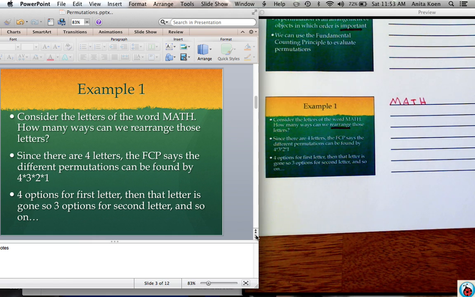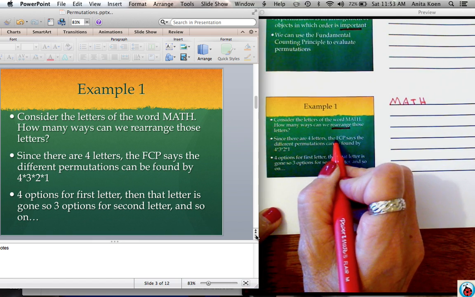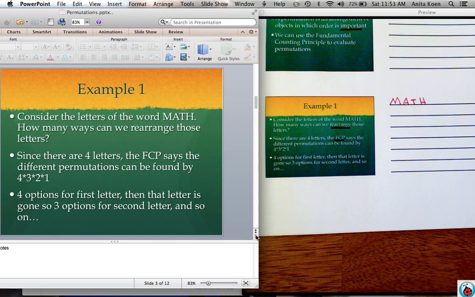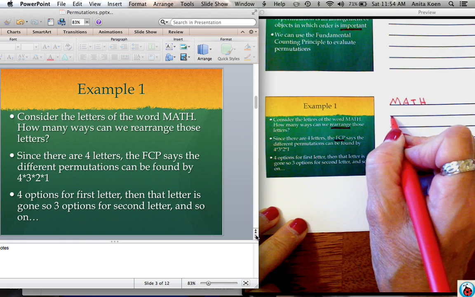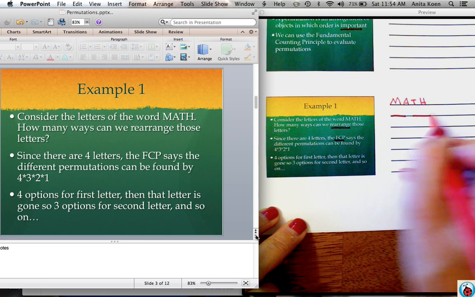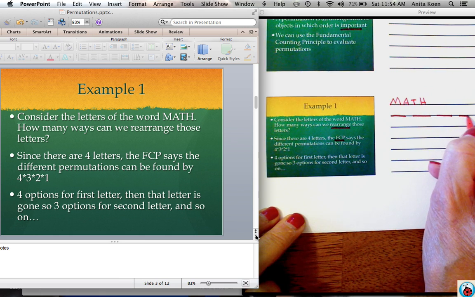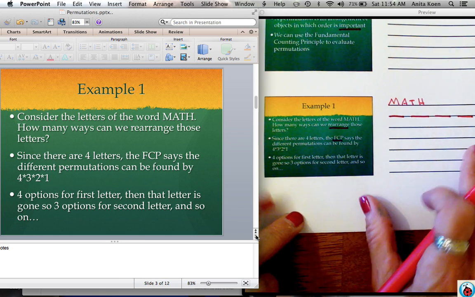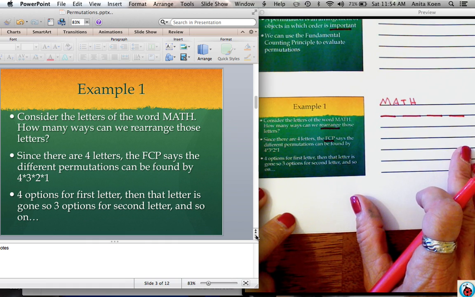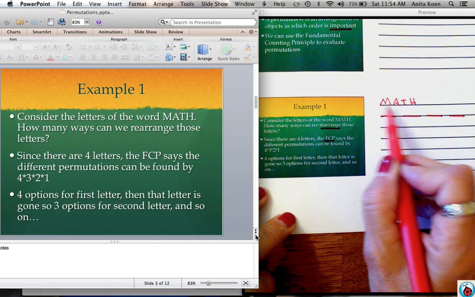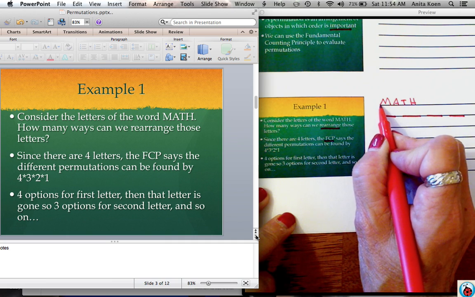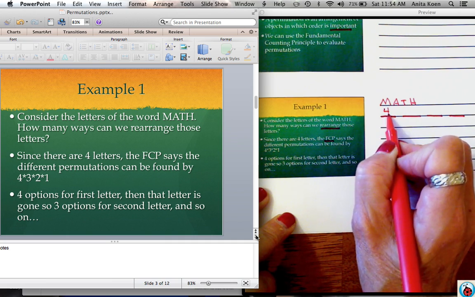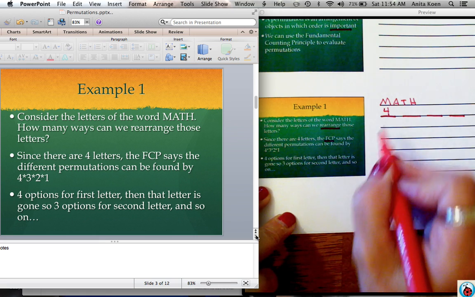Well, since there are 4 letters in the word math, the fundamental counting principle, and we're going to use FCP for fundamental counting principle, says the different permutations can be found by multiplying 4 times 3 times 2 times 1. And here's the reason why. There are 4 options for the first letter. I have 4 letters that I'm going to place in 4 spaces. So there's 4 options for this first letter. I can put the M, the A, the T, or the H in the first spot.